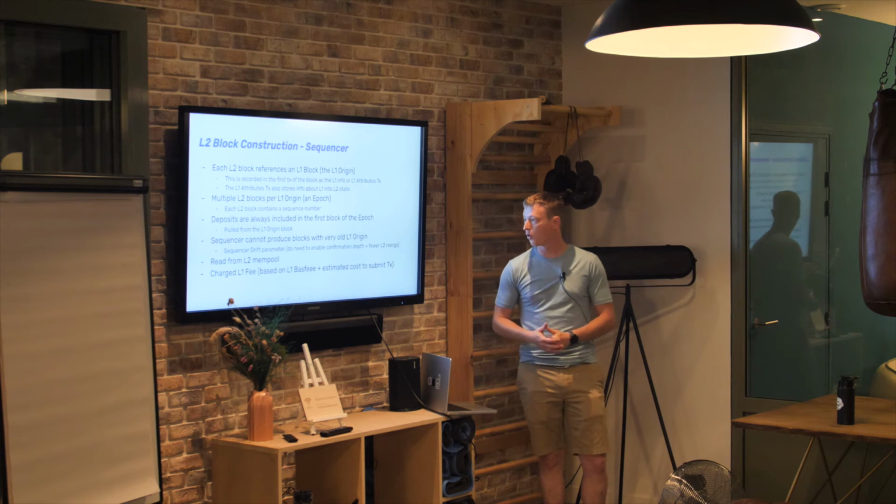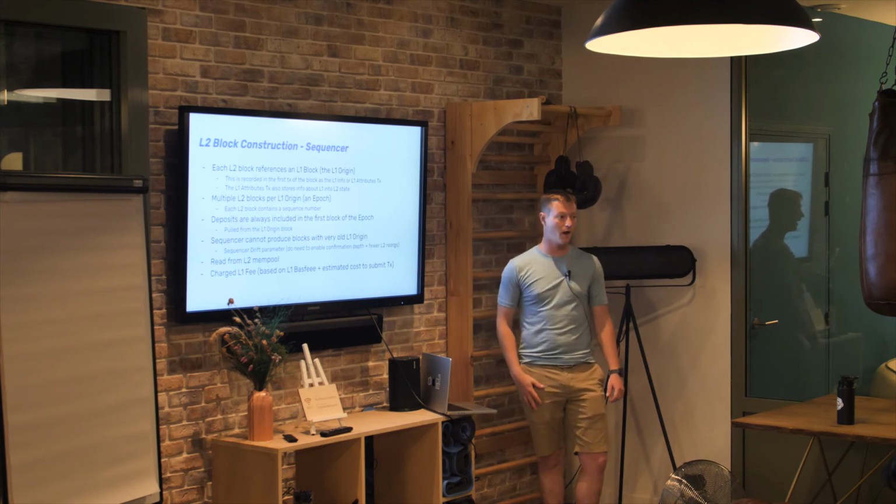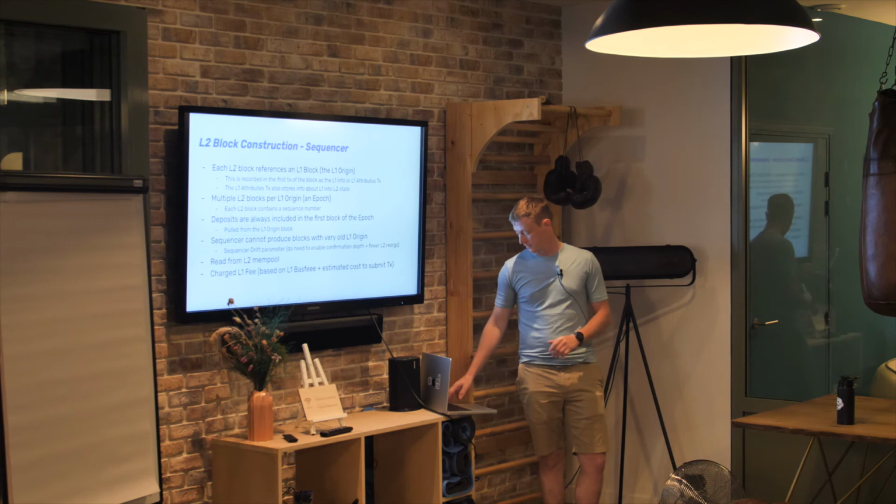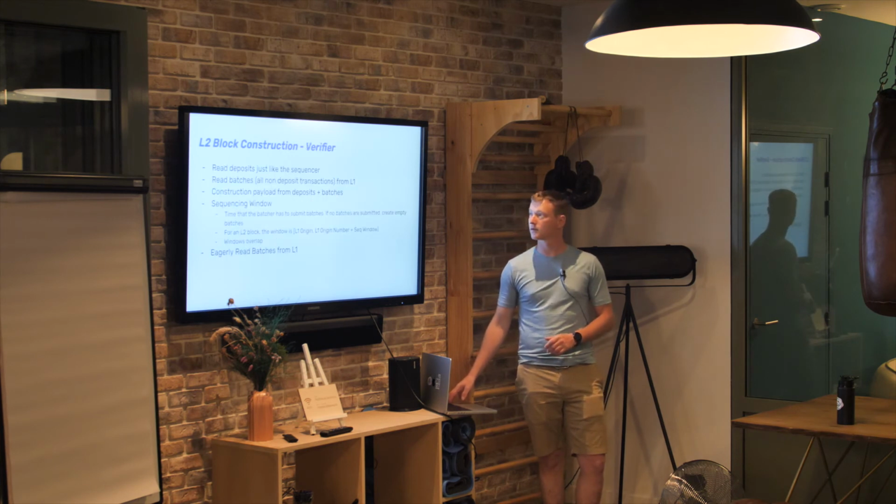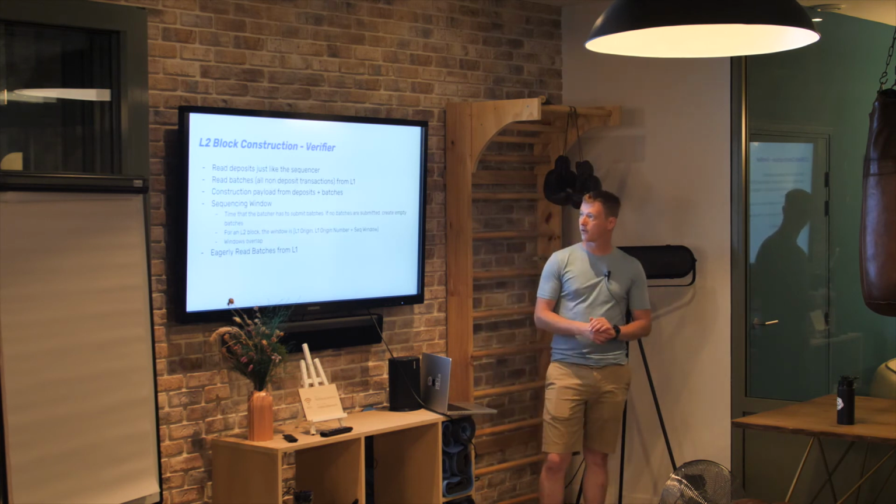It reads from the mempool, and then very similar to now, it charges an L1 availability fee based on the bytes of the transaction, and then how much it actually costs to submit the transaction on L1. That's the sequencer. And then for the verifier, it just reads deposits in the exact same way, but now it also reads batches from L1 and then reconstructs the rest of the blocks.